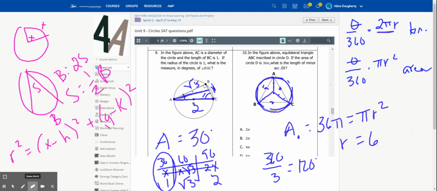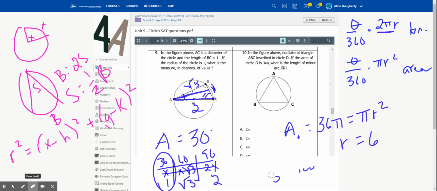Well, let me rethink that one. So we know that. I hate it when I think I've got it and I don't. We've got 120 degrees. We've got 36 pi.